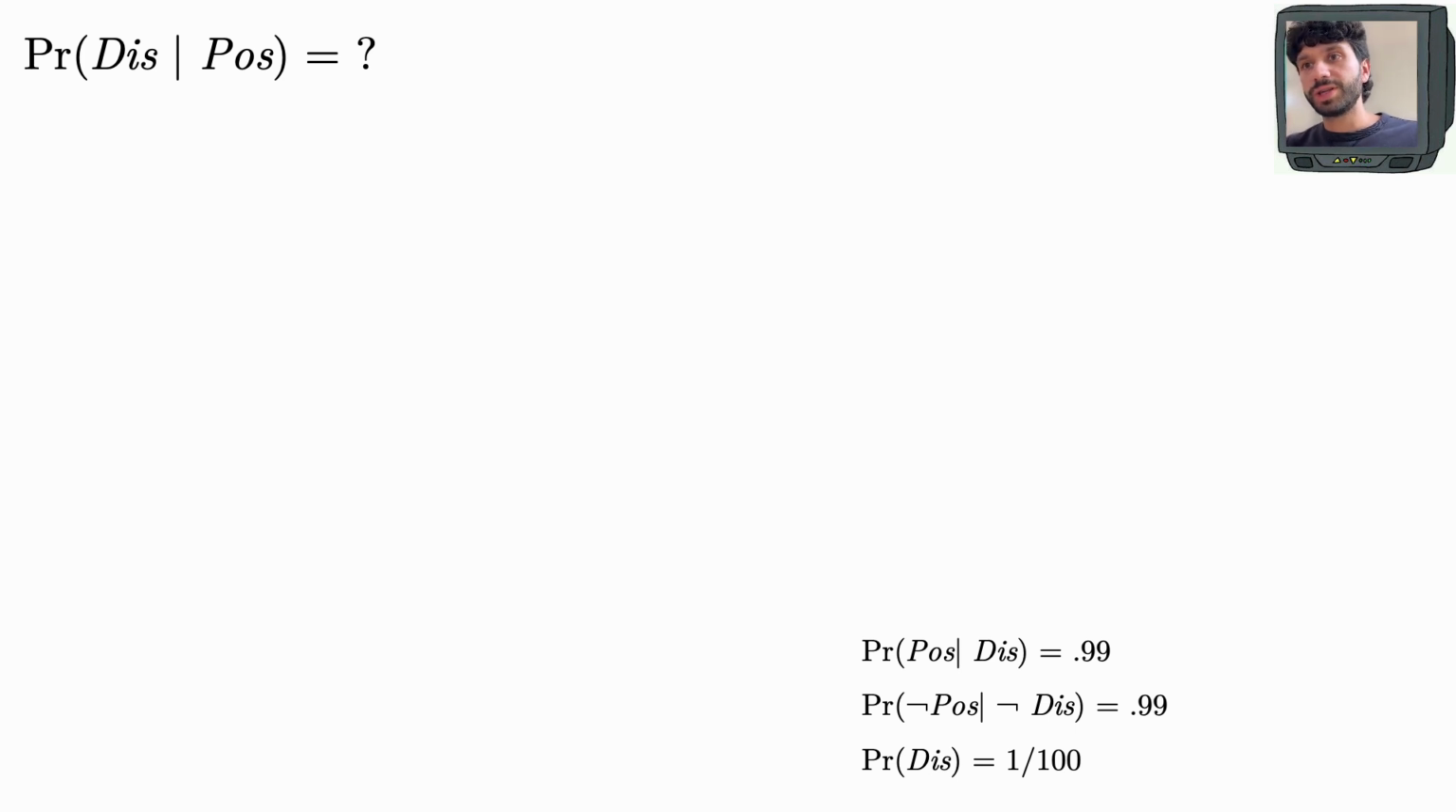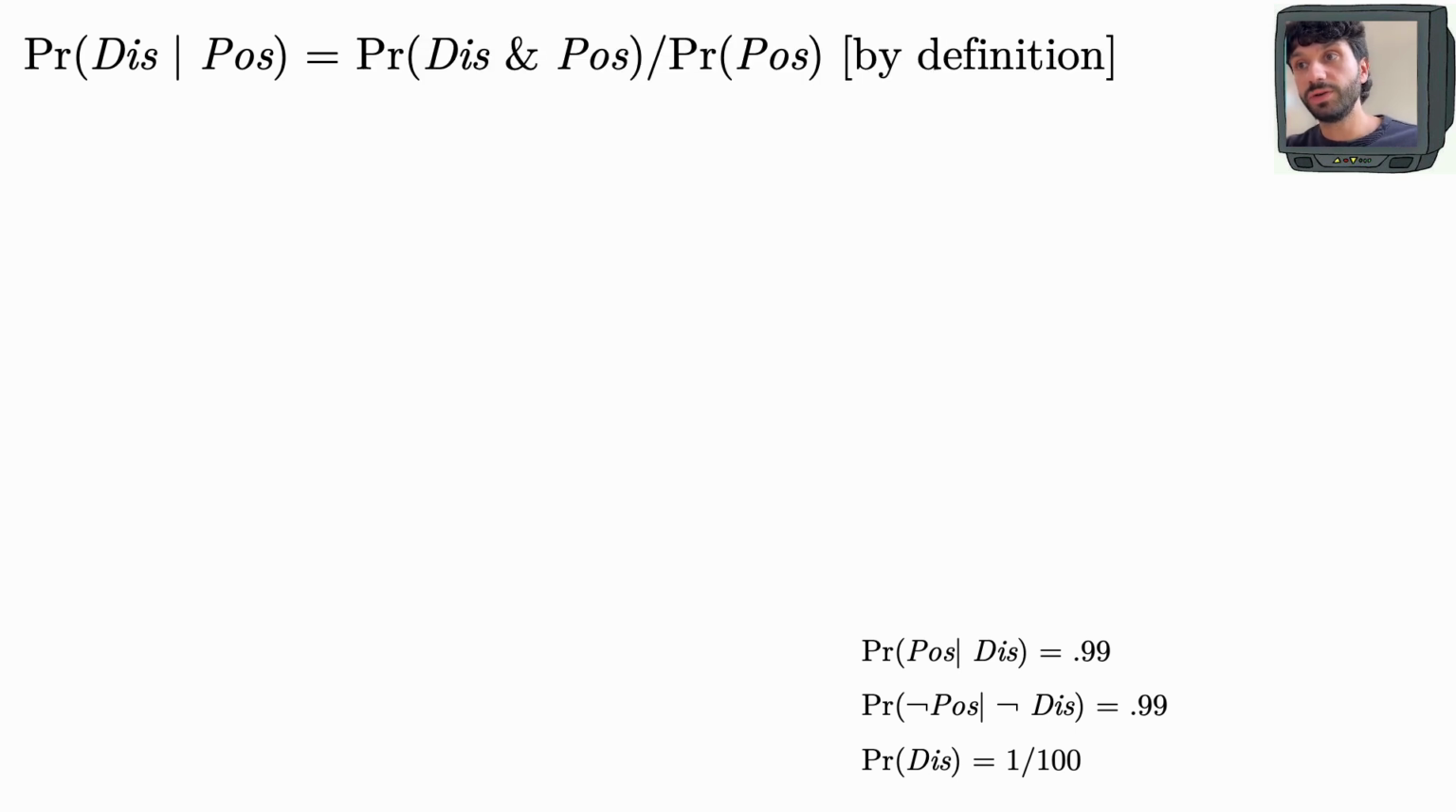Okay, so the first thing you should do here is expand this formula using our definition. The probability of having the disease given that you tested positive is equal to the probability of having the disease and testing positive over the probability of testing positive. This is just by definition. So, seems easy, right? We just have to find the numerator and the denominator, and we plug it in.